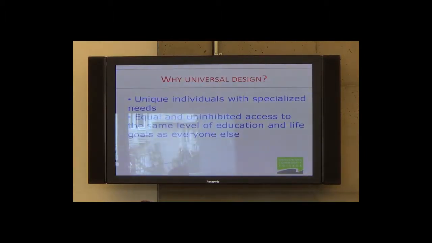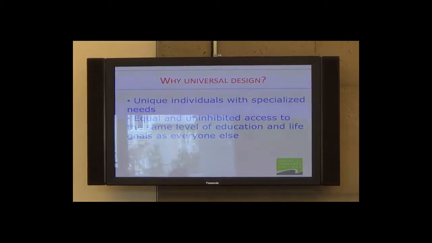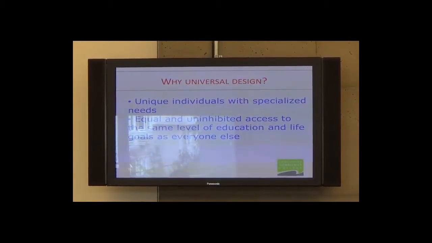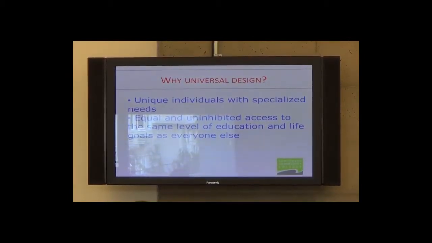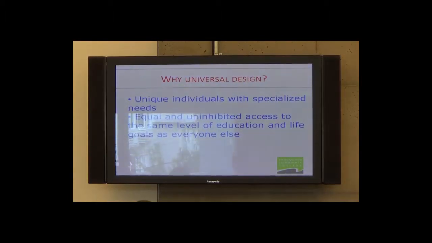So why do we want to use universal design? Because everybody is different. Everybody has different needs, even people without disabilities. It could be a language barrier, it could be a learning disability, and so everybody has to have equal access to education. And this is something that needs to be addressed because what we're finding is people are addressing the masses and not accommodating for individual students.